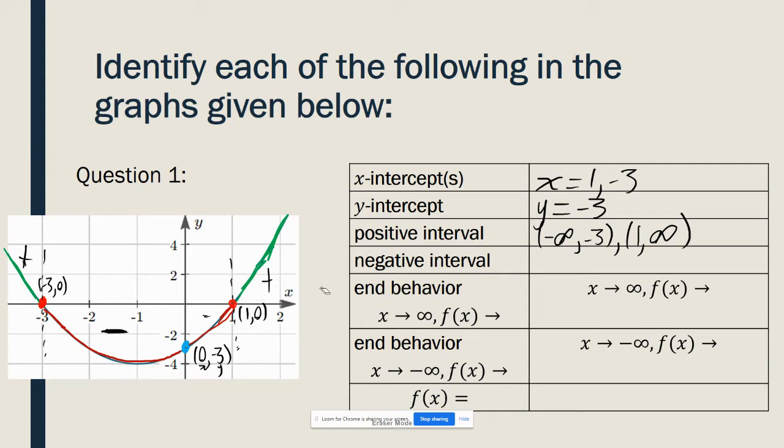The negative interval is between those two intervals, from -3 to +1. So my negative interval, written in parentheses, is (-3, 1).